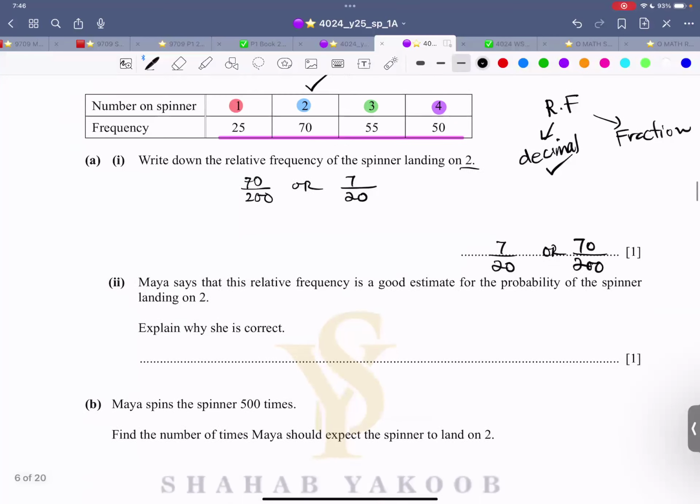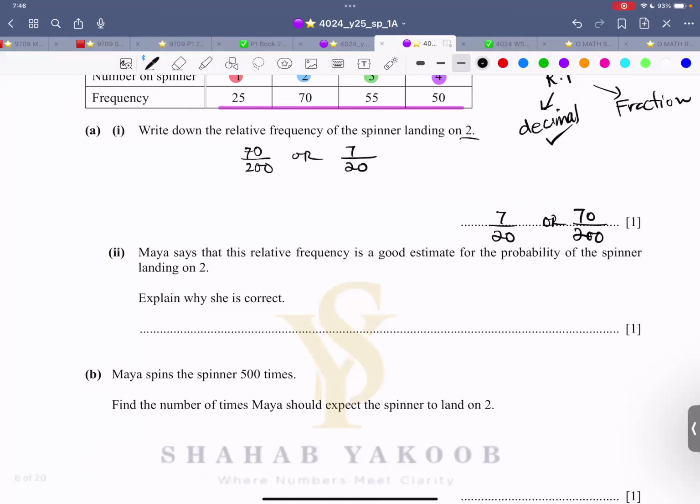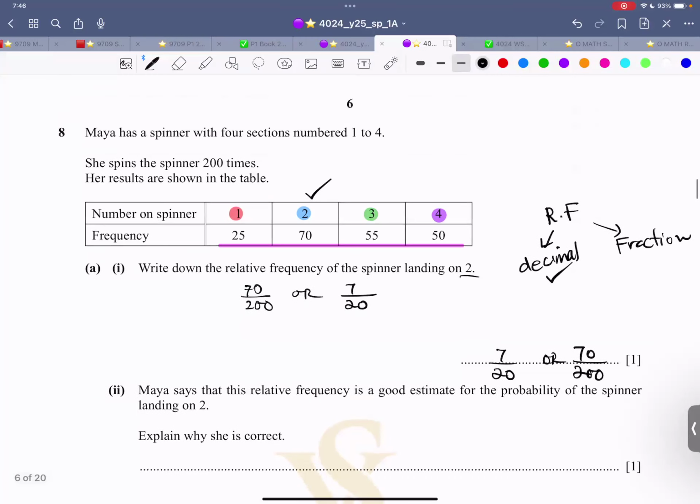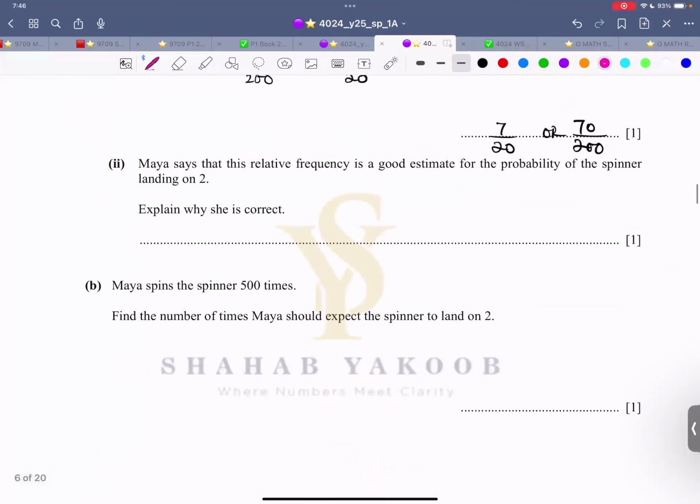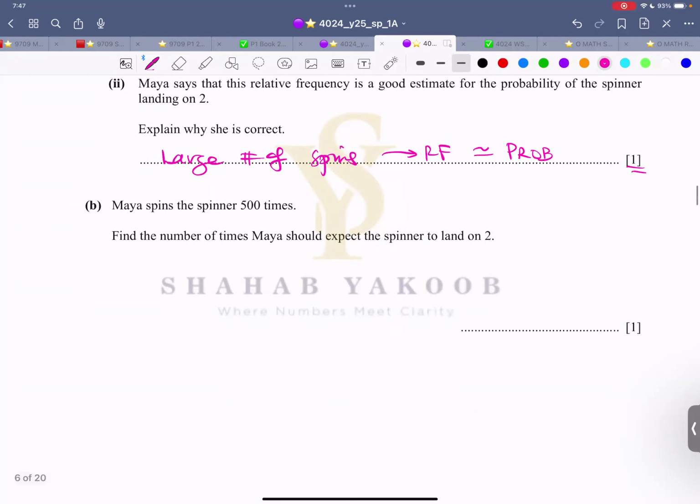That's also good. Maya says that the relative frequency is a good estimate for the probability of the spinner landing on 2. Explain why it is correct. Now, how many times have they done this experiment? This is called a mathematical or statistical experiment. So they have spun this thing 200 times. So it's a large number of spins. Therefore, relative frequency is a good estimate for probability. So for 1 mark, this basic kind of reasoning is asked.